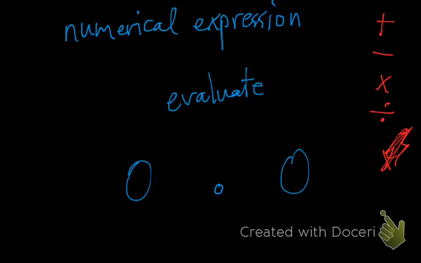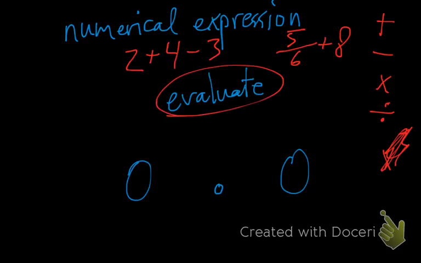Well, first we've got to talk about a numerical expression. A numerical expression is something like this: 2 plus 4, or 2 plus 4 minus 3, or you could even say 5 divided by 6 plus 8. These are all numerical expressions. They have numbers and they have operations. Notice there is not an equal sign. That would make it an equation. Now when something tells you to evaluate a numerical expression, that just means to solve it.